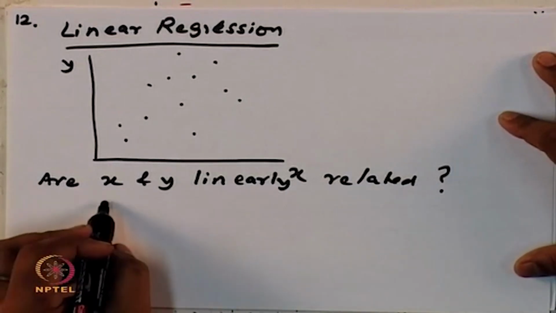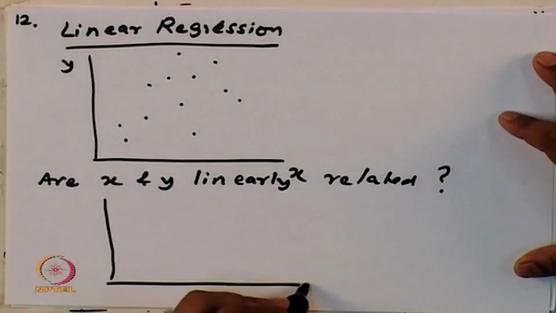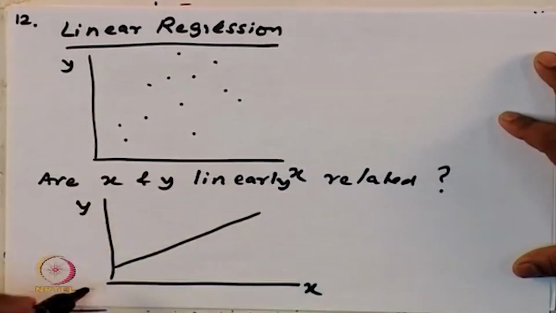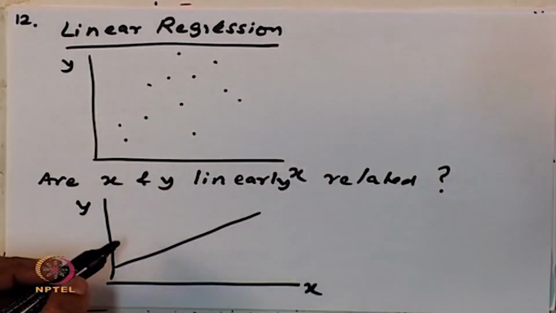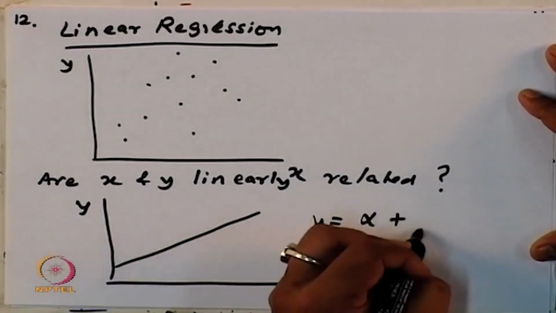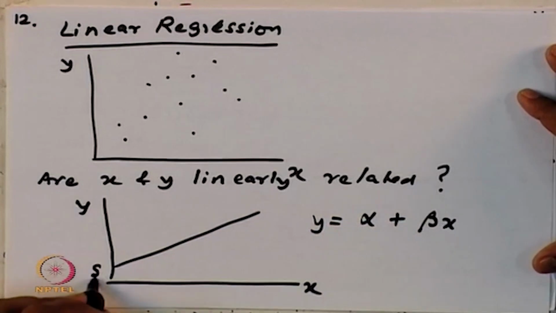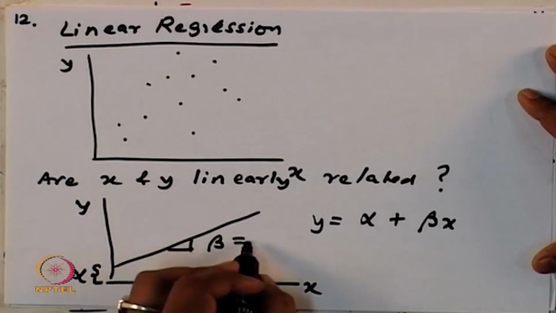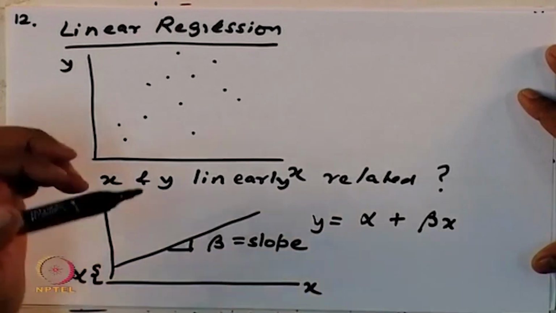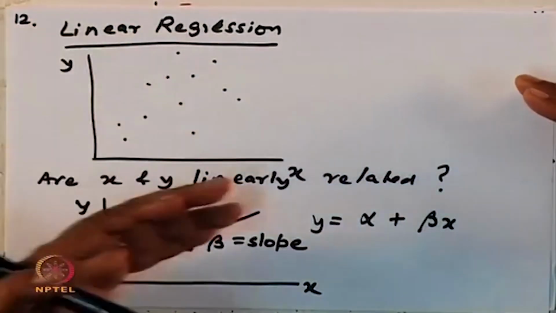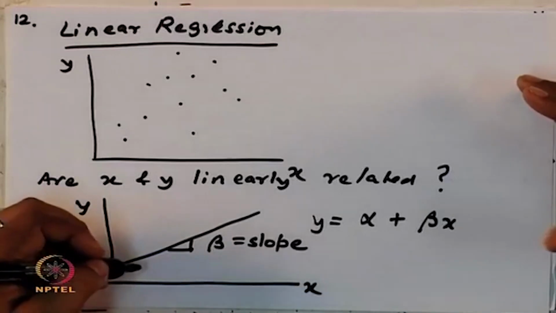So, if they were really linearly related in a deterministic sense, if you had all these points fall on a line which is exactly following a straight line equation, the equation of this line would have been something like alpha plus beta x, where the intercept is alpha and the slope is beta. So, beta is slope. But as you can clearly see from these data points, there is a scatter. So, they obviously do not fall on the given line.